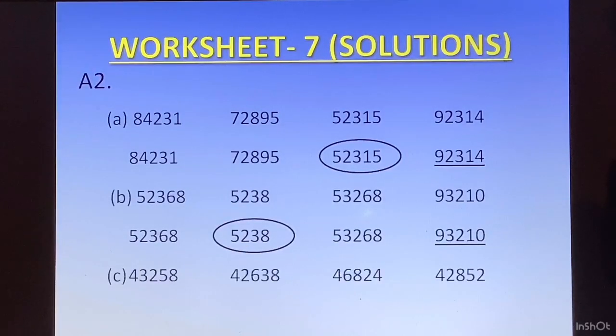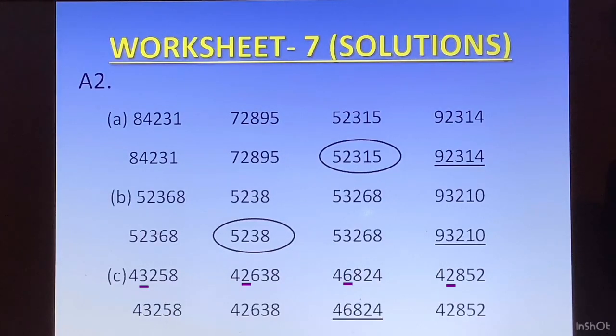The last part, here again we have all 5-digit numbers and all of them are starting with 4. So we have to compare the next digit. Next digits we have 3, 2, 6, 2. 6 is greatest among this lot. So the number 46824 is greatest.